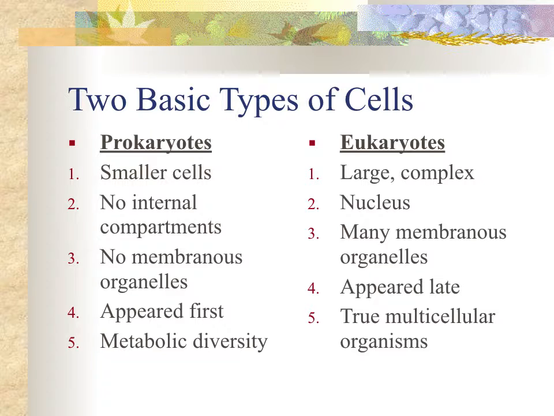Eukaryotic cells are much larger, 10 times longer, and maybe 100 to 1,000 times bigger in volume. And they're complex. They all contain a true nucleus. They have many other membrane-covered organelles that divide them into separate compartments. We think eukaryotic cells appeared much later, in the last billion years or so, and these include fungi, plants, animals, and single-celled eukaryotes, protista, or protozoans.